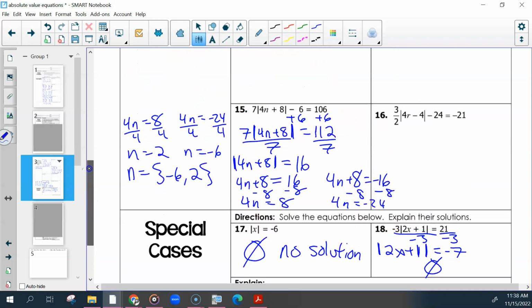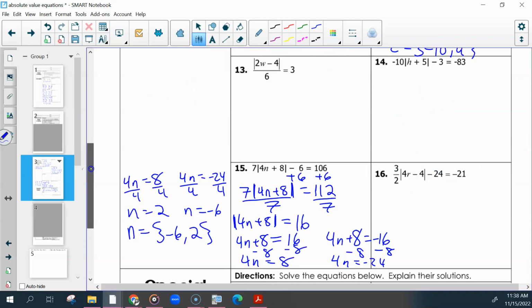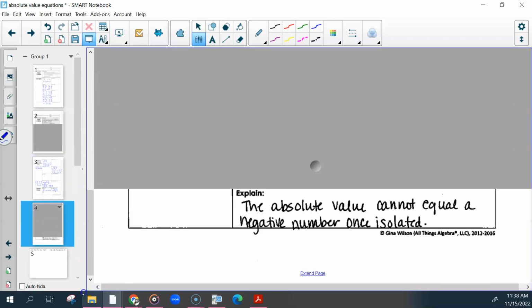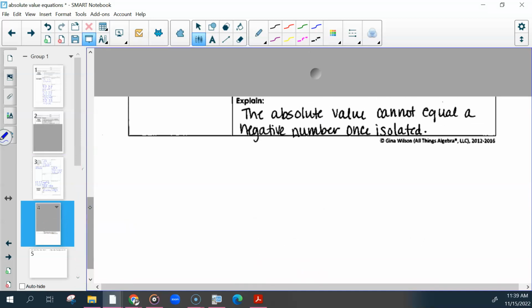But there was an example we just did where this started off as a negative, but as we were isolating, the negative went away, and that was okay, so we ended up with a solution. But if you isolate it and there's still a negative over here, we cannot have a solution. Right? And the explanation for this is this. Absolute value cannot equal a negative number once isolated.